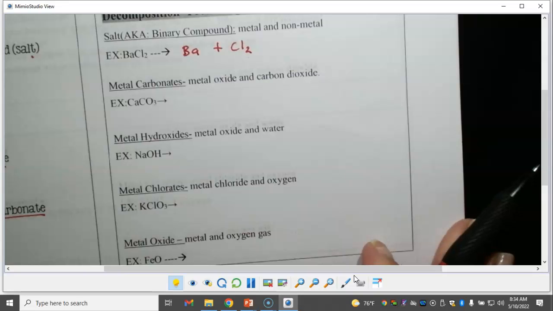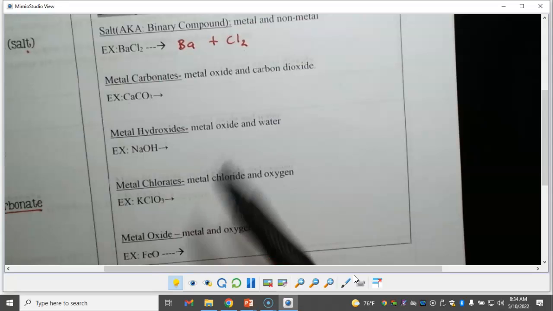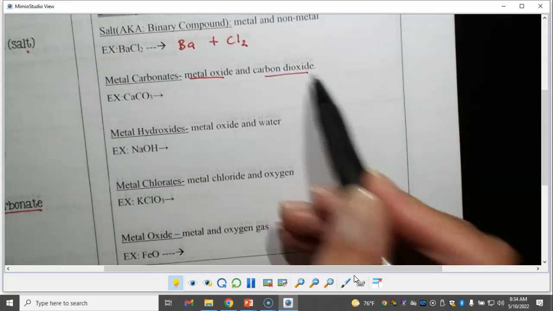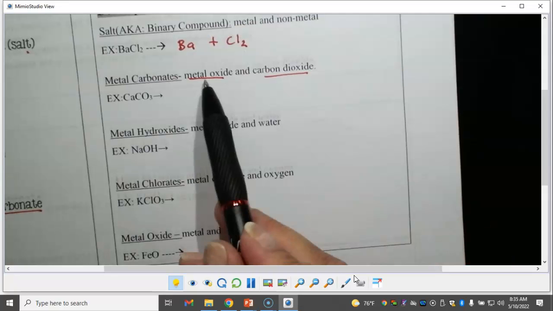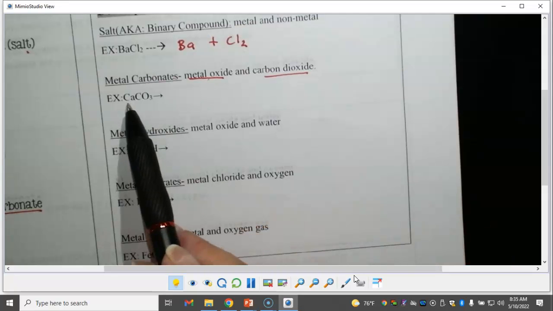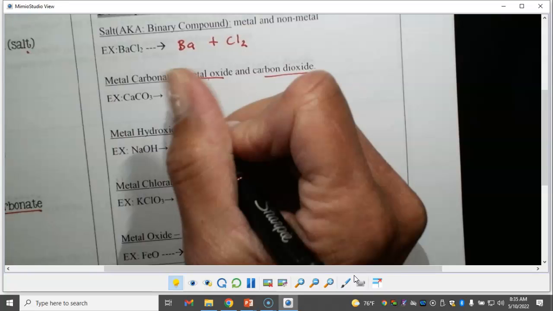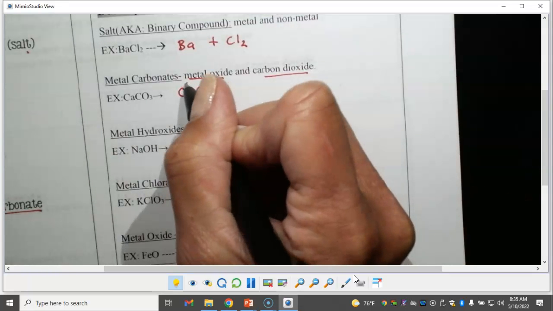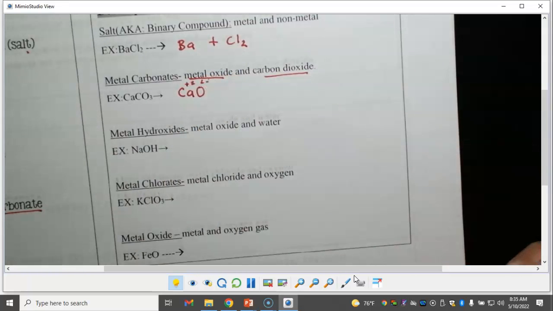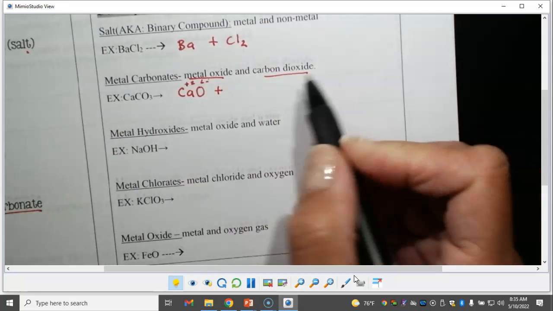Okay, so if we are starting with a metal carbonate, it's going to make a metal oxide and carbon dioxide. A metal oxide is the metal and oxygen combined. So that's my first product. The metal in my reactant is calcium. It's a metal oxide, so I'm going to pair it up with oxygen. Calcium is +2, oxygen is -2, so I don't need subscripts. And then plus carbon dioxide.